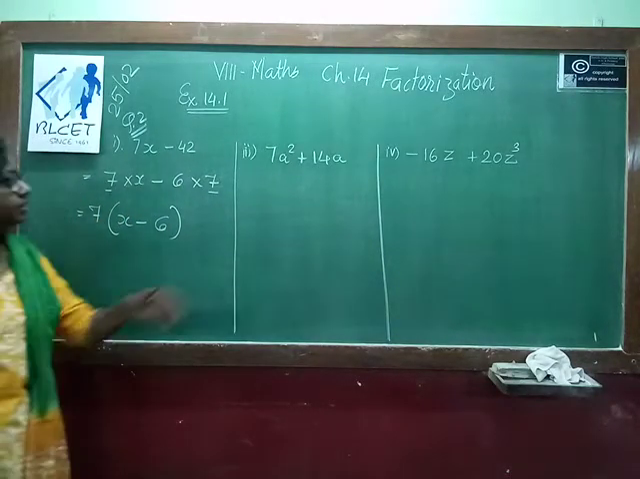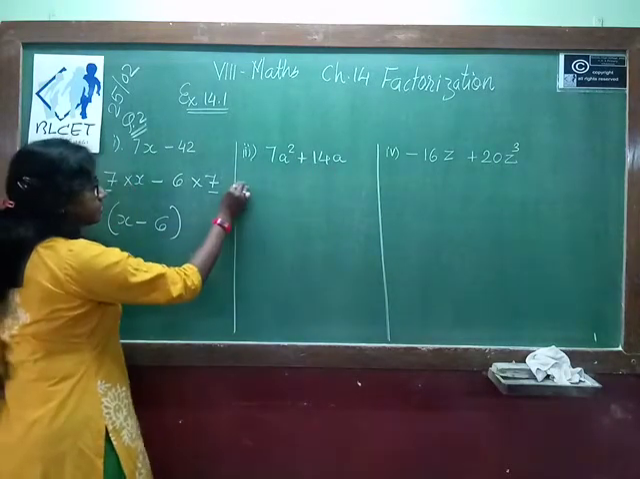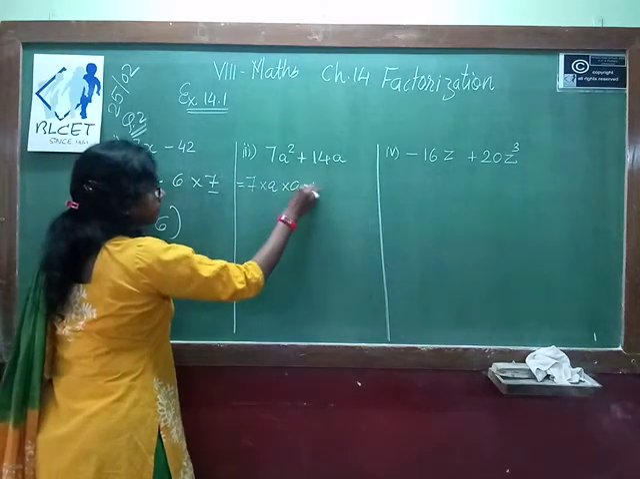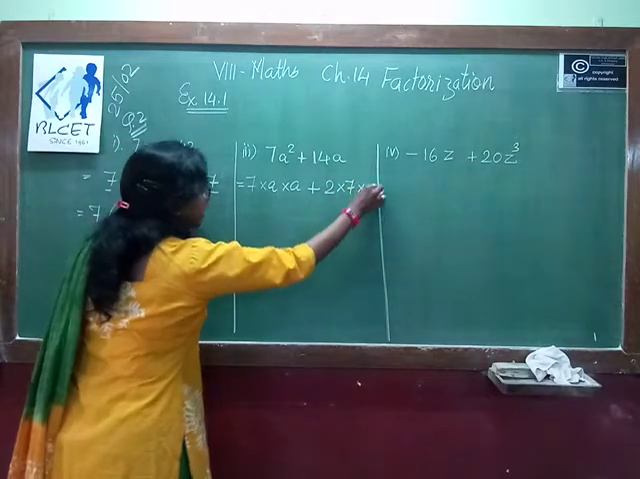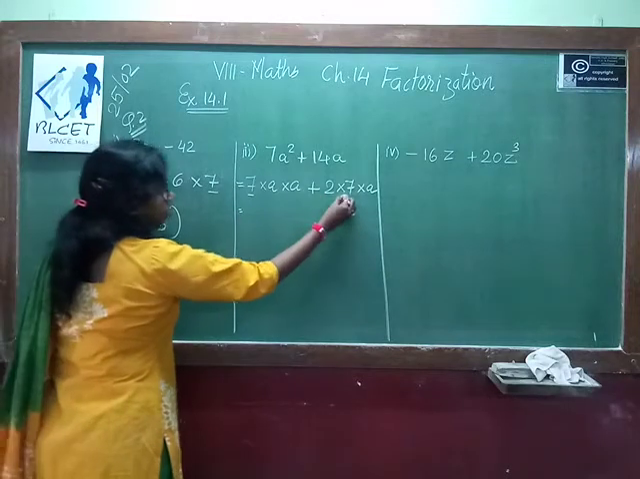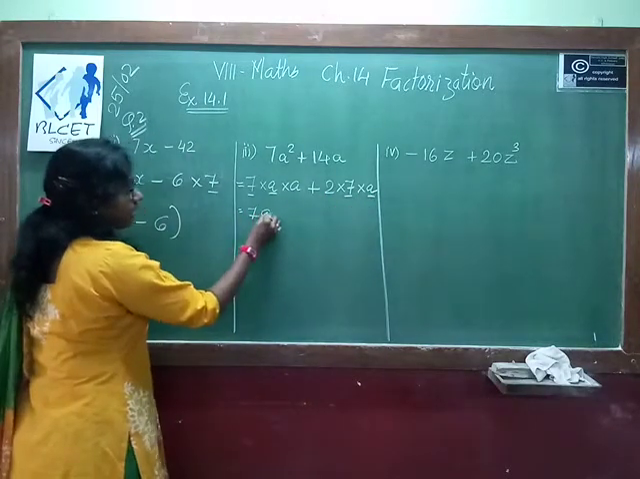Now move to the third question, that is 7a square plus 14a. Do the factorization first. 7a square is 7 into a into a, plus 14, that is 2 into 7 into a. Now take out the common. So what is common? 7 is common. Then a is common. So 7a.